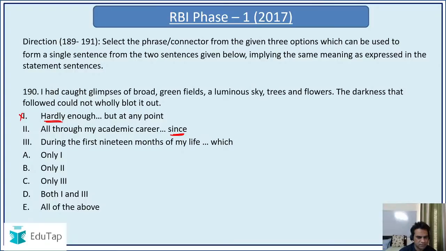Yes, guys. What should be the correct option here? Option number 2 or option number 3, or both? Absolutely, the rule of inversion is wrong here. So I'll have to eliminate option number 1. So only option 3 is correct here, guys. Very well done. The correct option is option number C. During the first 19 months of my life, I had caught glimpses of broad green fields, a luminous sky, trees and flowers, which the darkness that followed could not wholly blot it out.